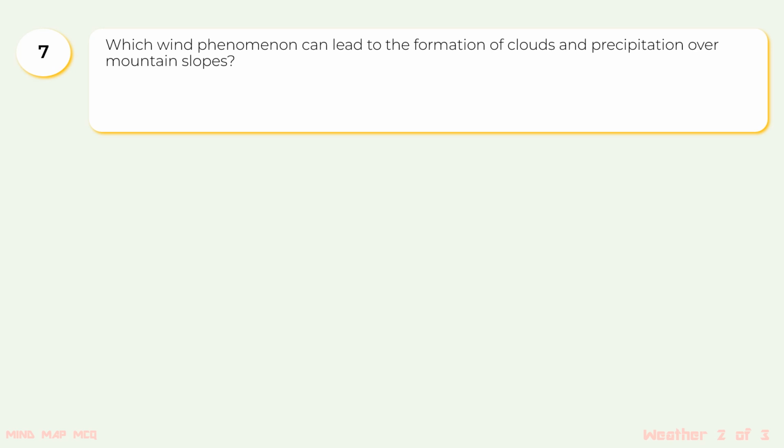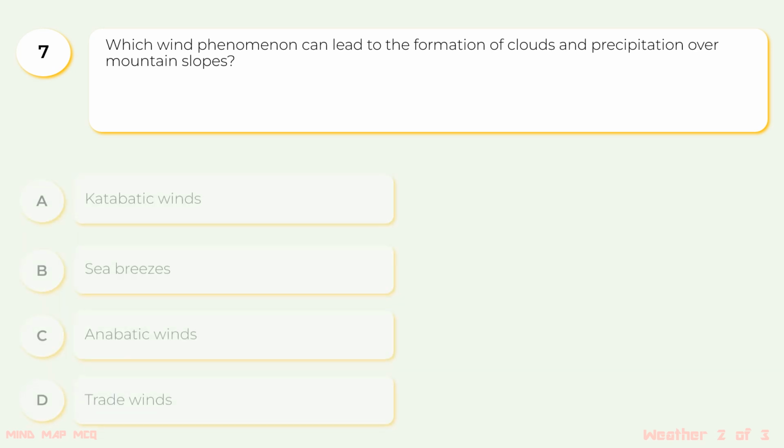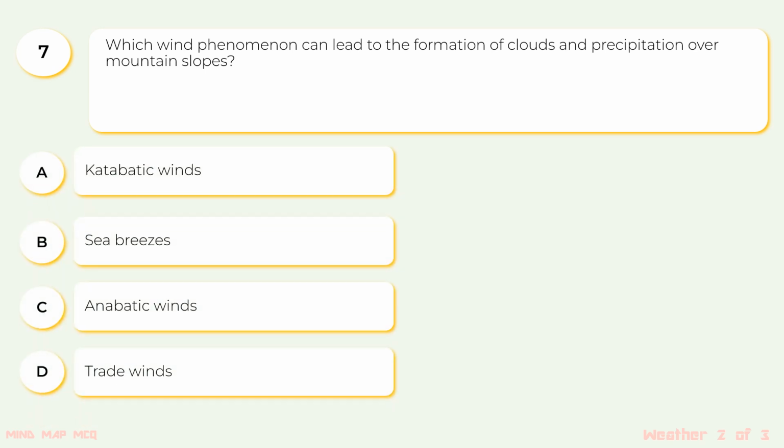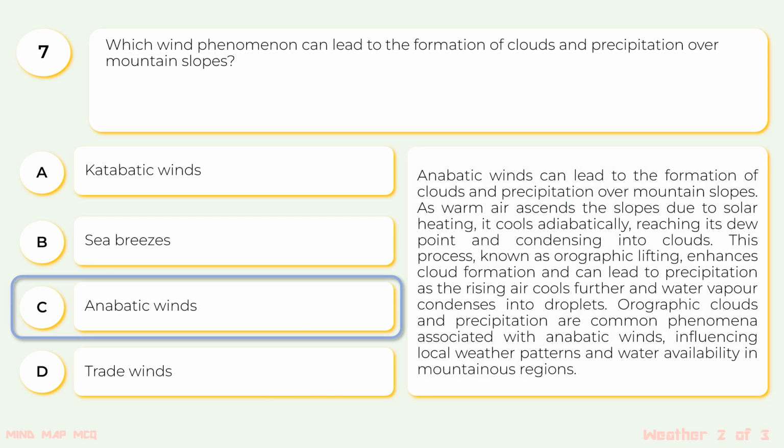7. Which wind phenomena can lead to the formation of clouds and precipitation over mountain slopes? The options are A. Katabatic winds, B. Sea breezes, C. Anabatic winds, D. Trade winds. The correct option is C. Anabatic winds. Anabatic winds can lead to the formation of clouds and precipitation over mountain slopes.